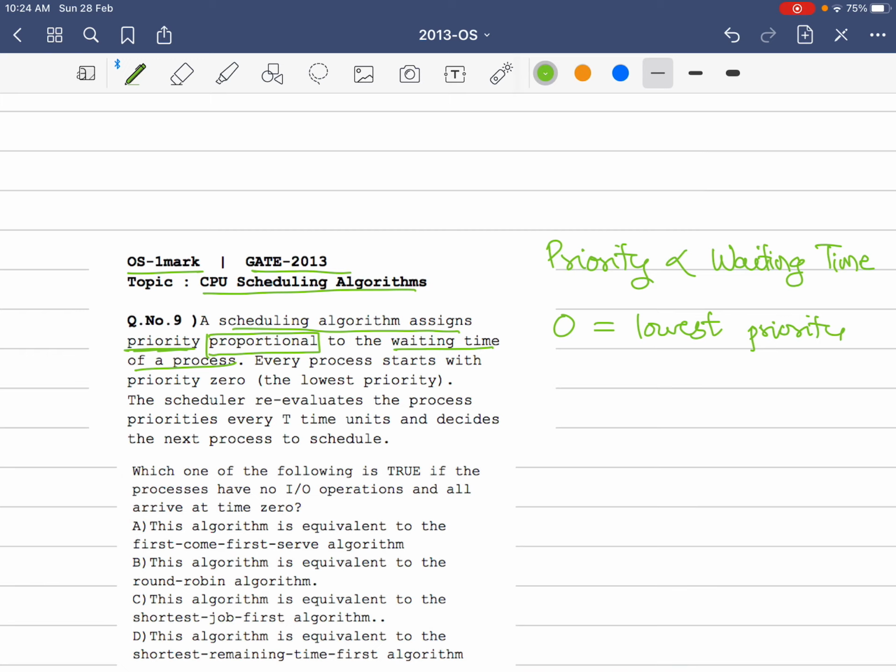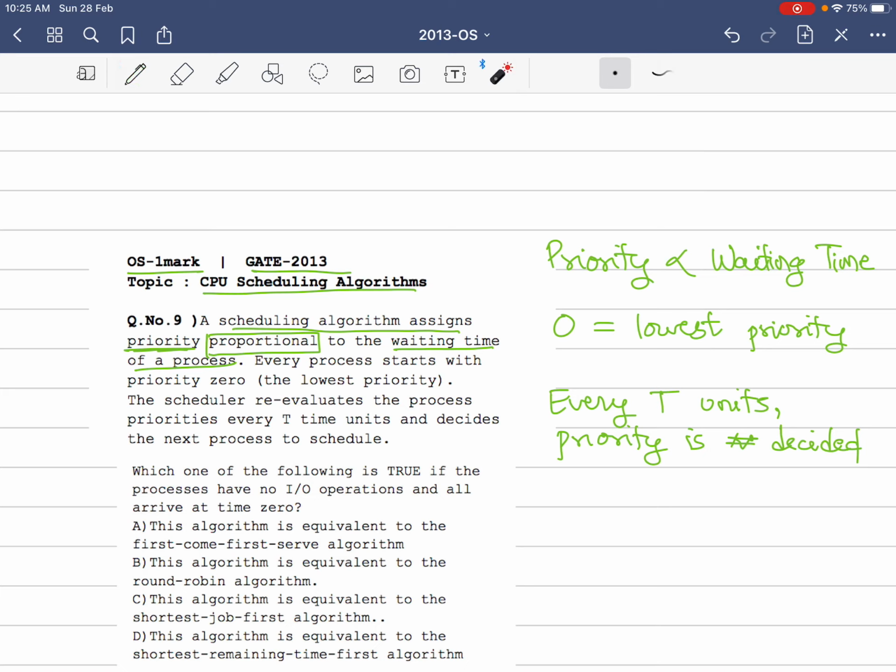So we are noting down the important points from the question so that we can use them while solving it. Now the scheduler re-evaluates the process priorities every t time units and decides the next process to schedule. So let's make a note here: every t units of time, priority is decided. After every t units of time, priority is calculated.